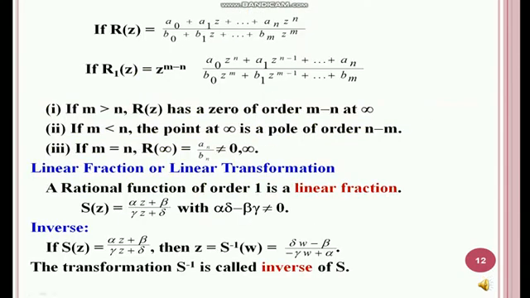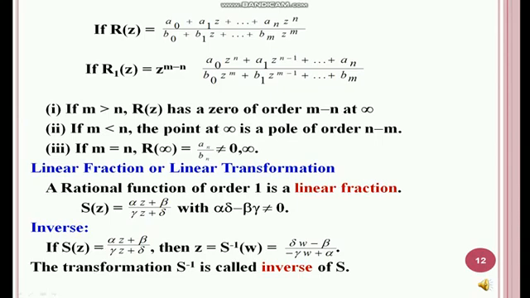If R of z equals a0 plus a1 z up to etc. plus an z power n divided by b0 plus b1 z up to etc. plus bm z power m, then R1 of z equals, taking z power n outside in the numerator and z power m outside in the denominator, z power m minus n into a0 z power n plus a1 z power n minus 1 up to etc. plus an, divided by b0 z power m plus b1 z power m minus 1 up to etc. plus bm.